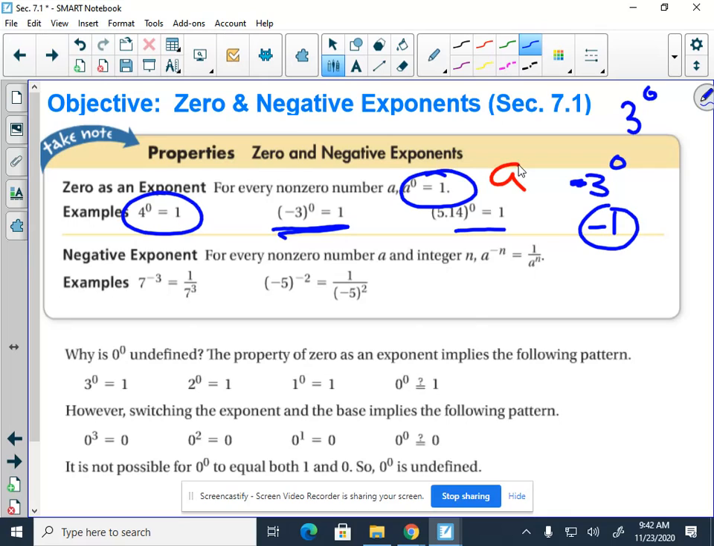Now, a negative exponent. If you have 7 to the negative 3, you make it 1 over 7 to the 3. We will not leave things with negative exponents. Negative exponents will shift from the numerator to the denominator, or the denominator to the numerator. This one says negative 5 to the negative 2. It would become 1 over negative 5 to the 2, which we could take one further. A negative 5 times a negative 5 is 25, so it's 1 over 25 if we expand that one all the way.